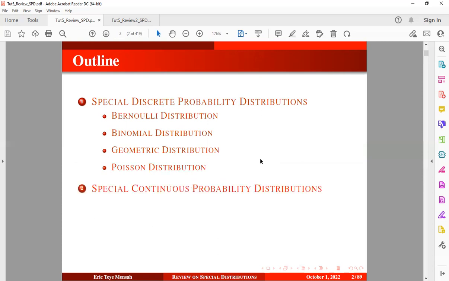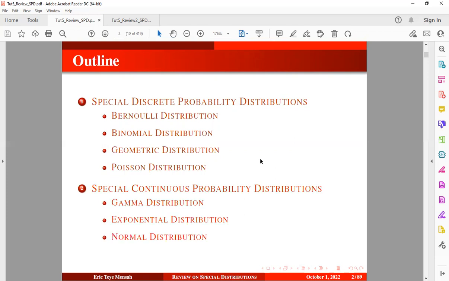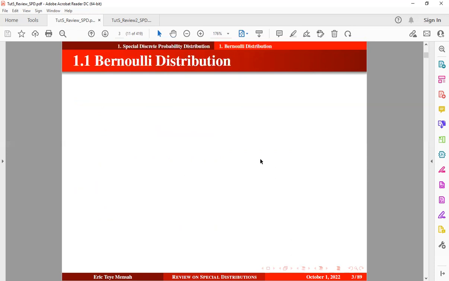Then the second session in this review will be on special continuous probability distributions, which will include the gamma distribution, exponential distribution, and normal distribution, okay? So as I have already indicated, we have other special probability distributions, but we just want to focus on these ones because these are the ones we are likely to come across in the course of studying stochastic processes, okay? All right, so now let's begin with the first session on special discrete probability distributions, beginning with the Bernoulli distribution.